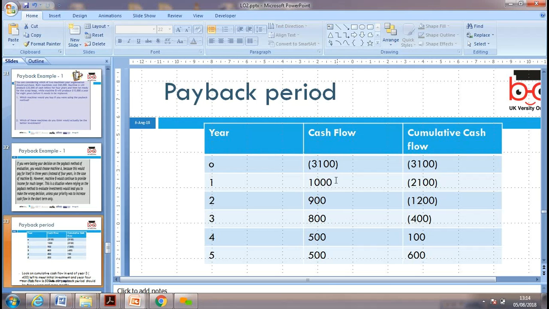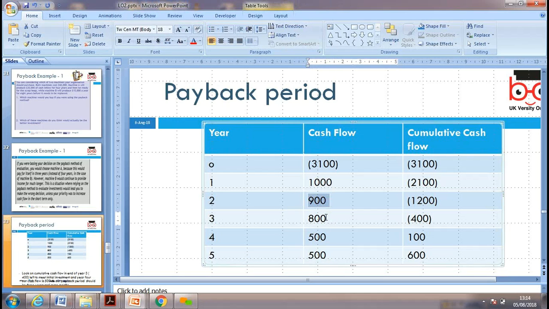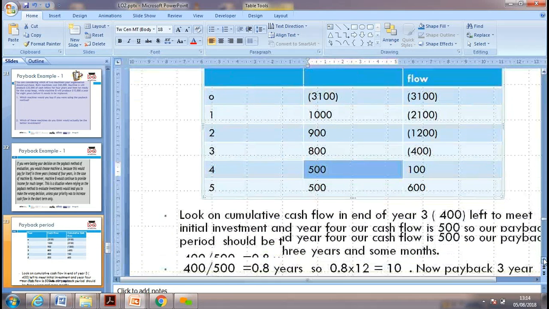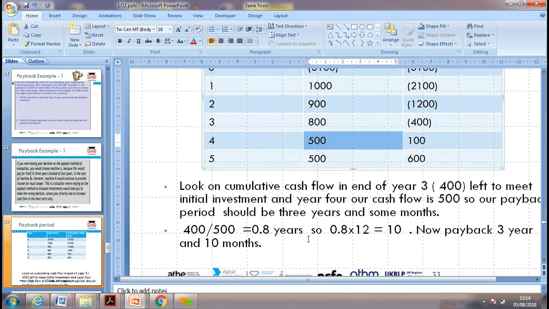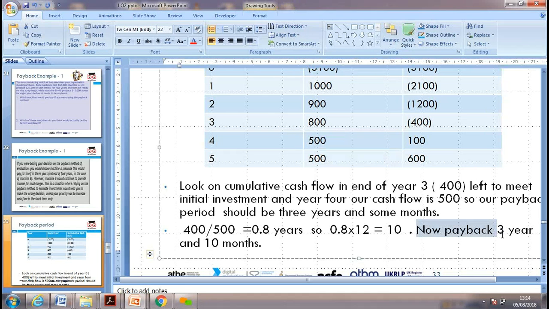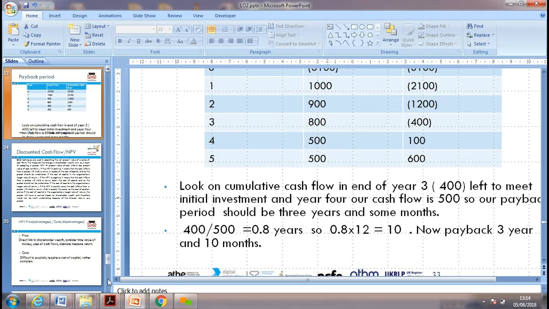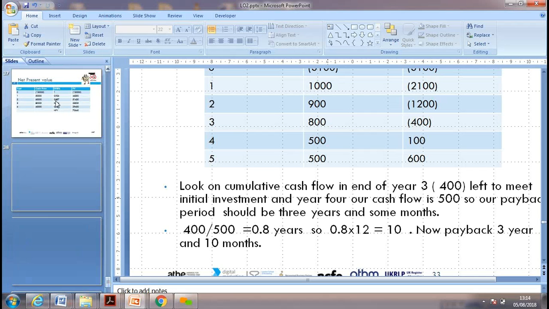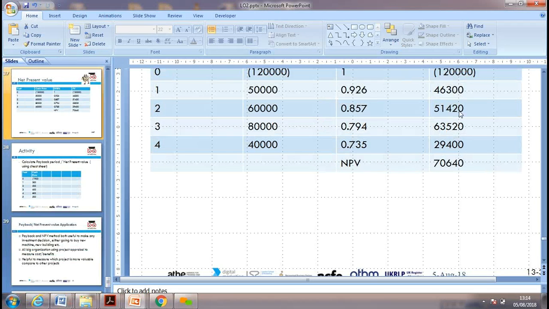So I'm getting 1,000 after 1 year, I'm getting 900 after 2 years. In the third year, only 400 is outstanding. In the fourth year, I'm getting 500. So my project will take around 3 years and 10 months to get my money back, which is £3,100, in 3 years and 10 months. Any question?